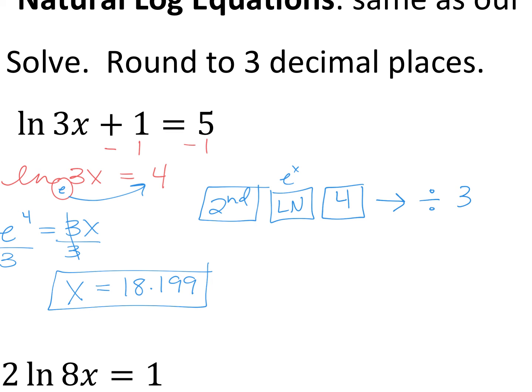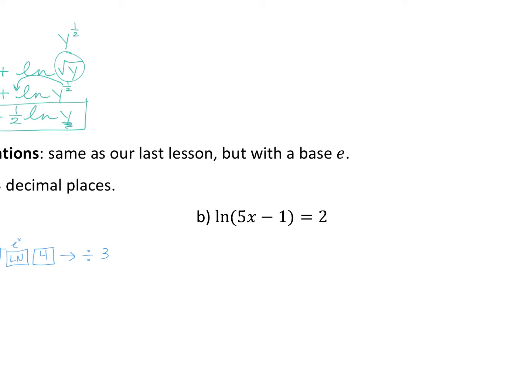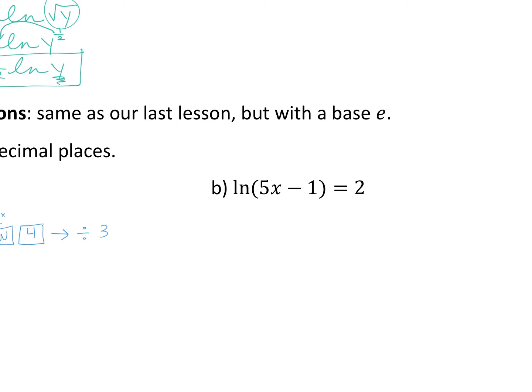Can we try the next one? Yeah, so move over to B, right next to that. Natural log of 5x minus 1. See if you can solve that. Remember, this is your helpful hint.